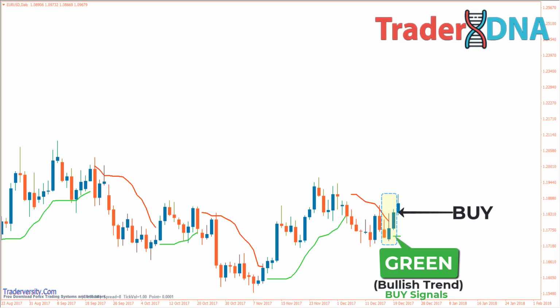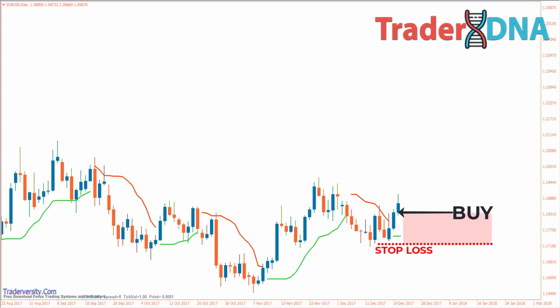The best place to set a stop loss is a few pips below the swing low. The minimum target should be 3 times your trading risk. And the result is that the market quickly starts its bullish trend.